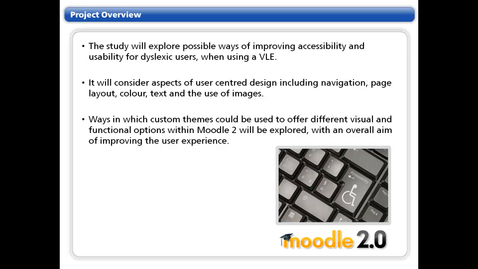The study will explore possible ways of improving accessibility and usability for dyslexic users when using the VLE. It will consider aspects of user-centered design, including navigation, page layout, color, text, and the use of images. Ways in which custom themes could be used to offer different visual and functional options within Moodle 2 will be explored, with an overall aim of improving the user experience.